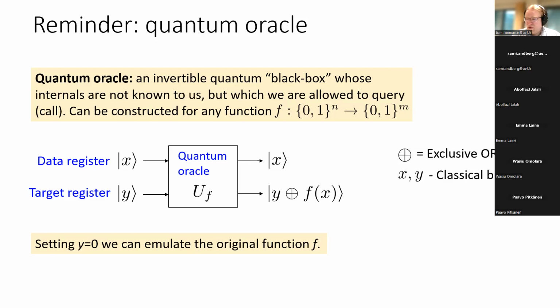And to do that, we had here some extra data, what you may call an ancilla bit or something like that. In this case, when we set it to be equal to 0, then we see that this output here is emulating the original function f.